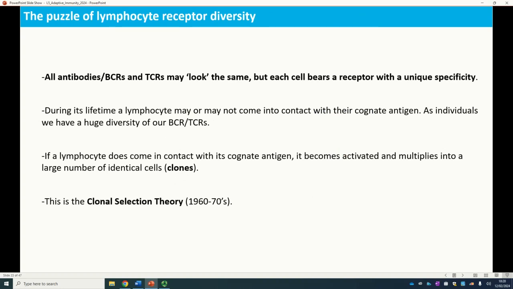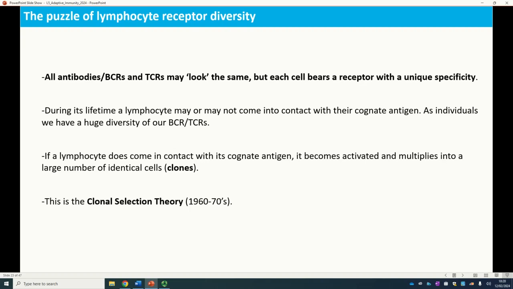Now, if you look at any given B cell receptor or T cell receptor, essentially they're going to look the same when you just glance at them, but obviously each one will have a very unique specificity when it comes to what antigen it will detect.